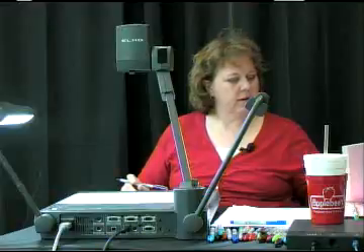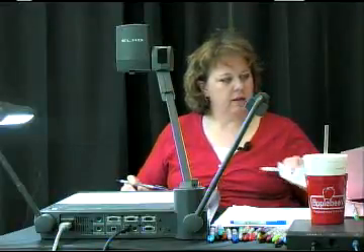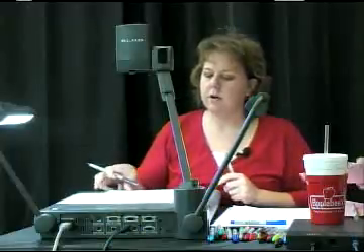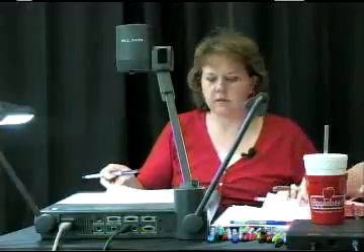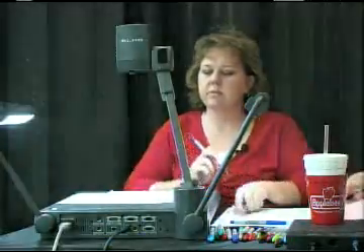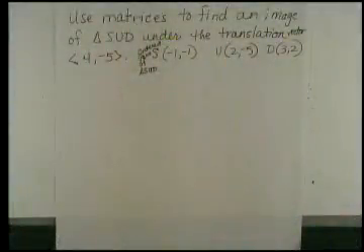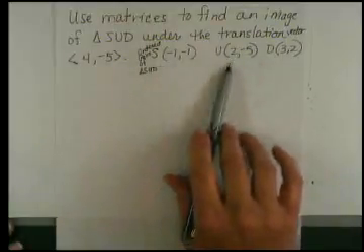All right, I think we have time for one more. A call came in from Southeast Raleigh for a geometry student, but we're not quite sure what your name was, so let's just look at this one. Use matrices to find an image of triangle SUD under the translation vector 4, negative 5. Ordered pairs for SUD are S, U, and D.